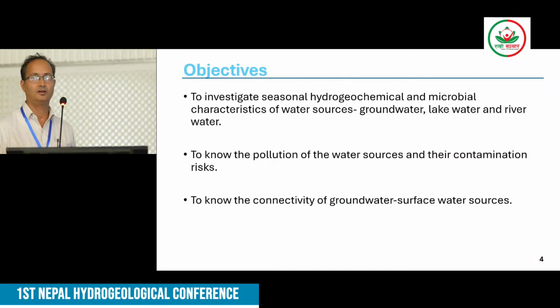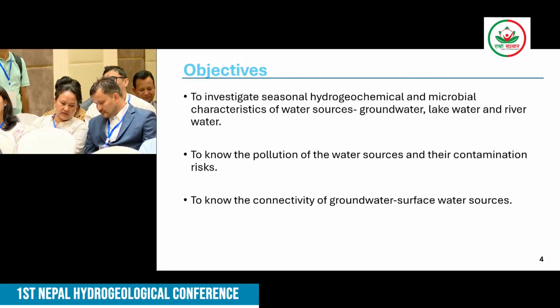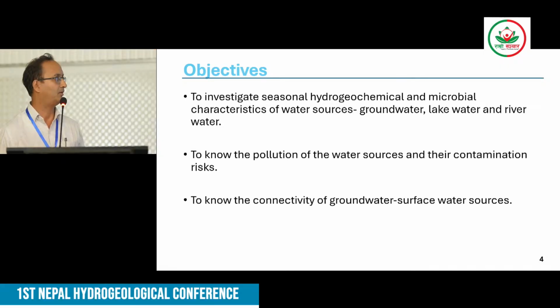So the study objectives were to investigate the seasonal hydrogeochemical and microbial characteristics of the water sources, and to know the pollution of the water sources and their risks to the environment as well as to human beings, and to know the connectivity of the surface water and the groundwater. So we try to fulfill these objectives in this study.